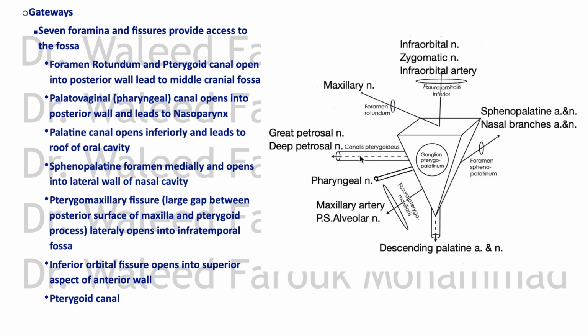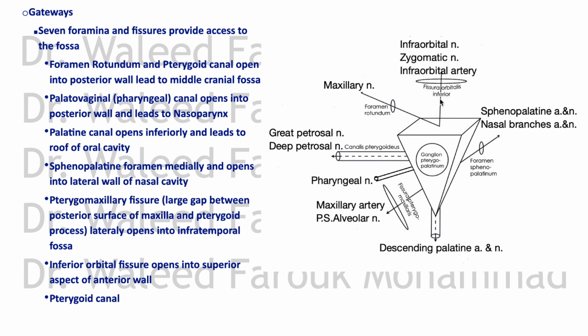There's another name for that nerve, the Vidian nerve. Okay, and I told you that the pterygoid canal opens to the middle cranial fossa where the internal carotid artery is. Now, higher up than the pterygoid canal in the posterior wall is the foramen rotundum that leads to the middle cranial fossa and contains the maxillary nerve, of course.